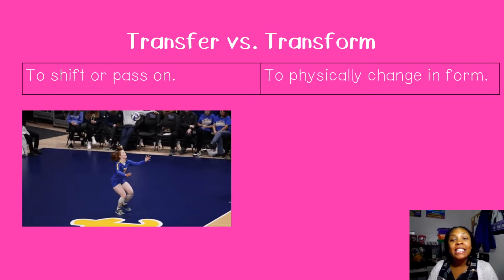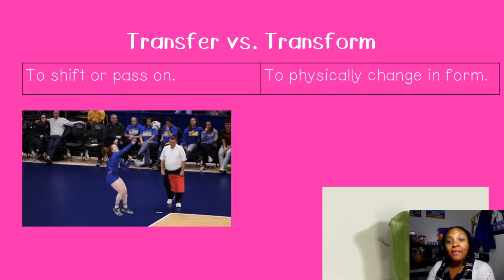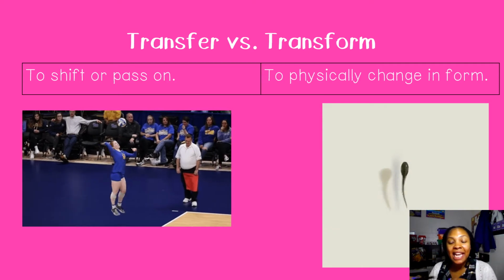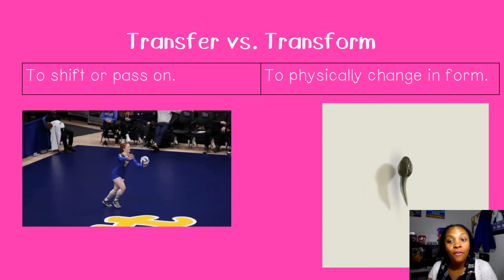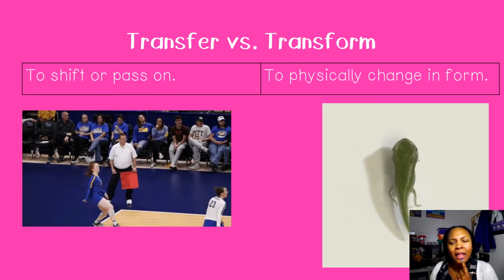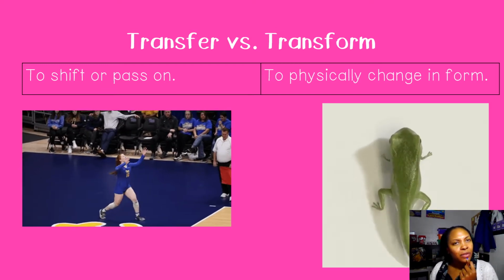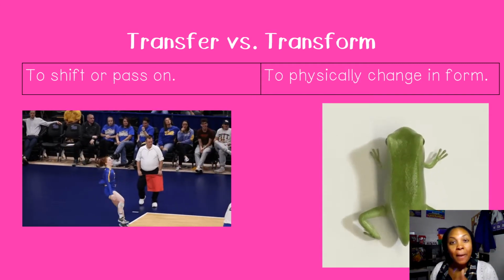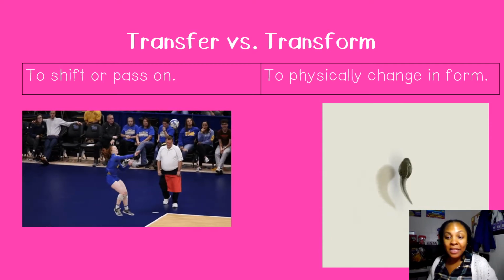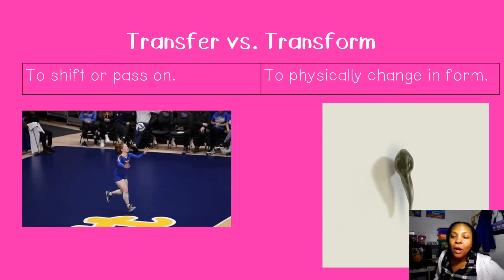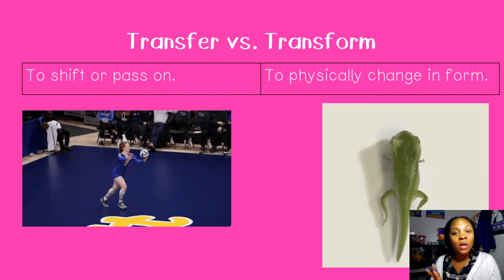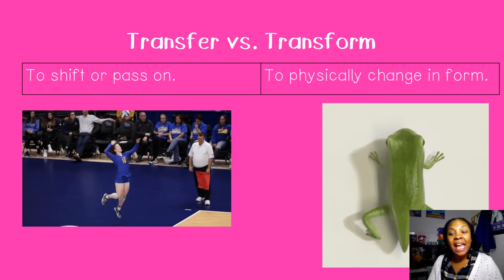Whereas to transform, we have our sweet little tadpole, and it starts as a tadpole, and you can see that it starts to transform into a frog. So we know that that change is called what? What do butterflies and frogs do? What is the scientific term? Metamorphosis. Good job. So we can see that that frog is transforming from a tadpole into a frog. So remember, transfer is to simply shift or pass on. Transform is to physically change in form.